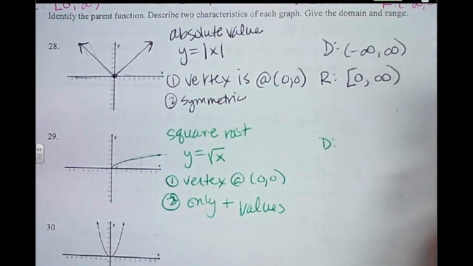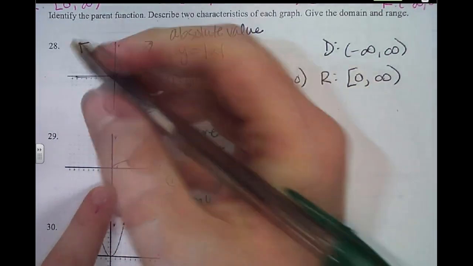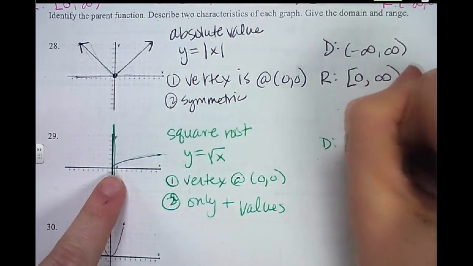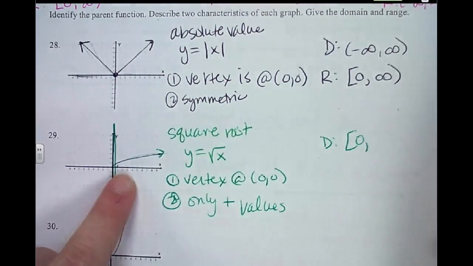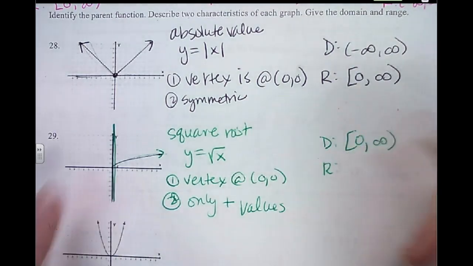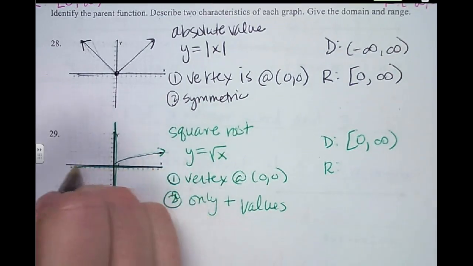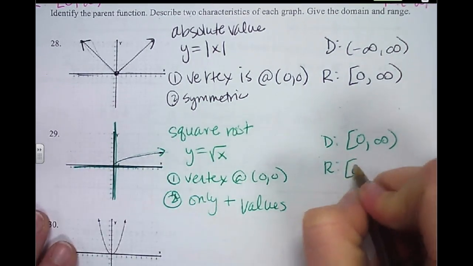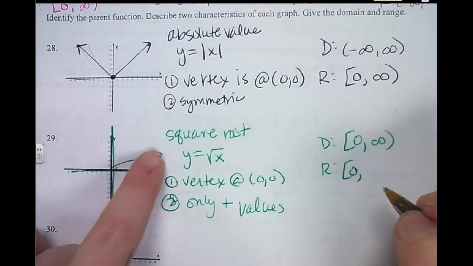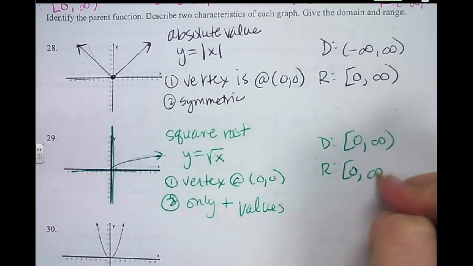Domain. So I go left to right. Now here I don't have an arrow. So the farthest left value I can draw is at 0. So bracket 0, and I have an arrow going to the right. So infinity. Range, same thing. Start here at the bottom. I start at 0, and it's going up. Even though it's only going up a little bit, this is still going up, up, up. So to infinity.